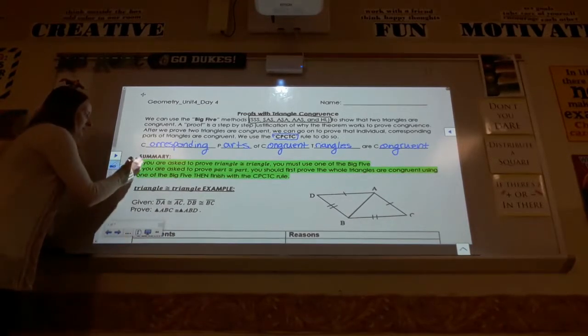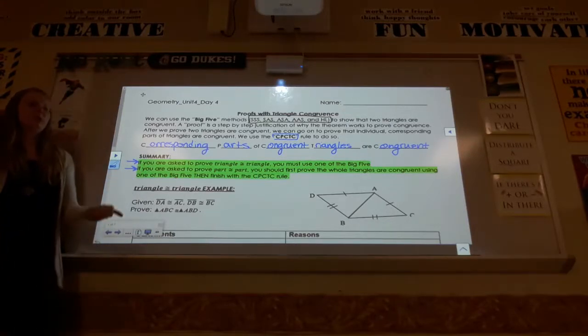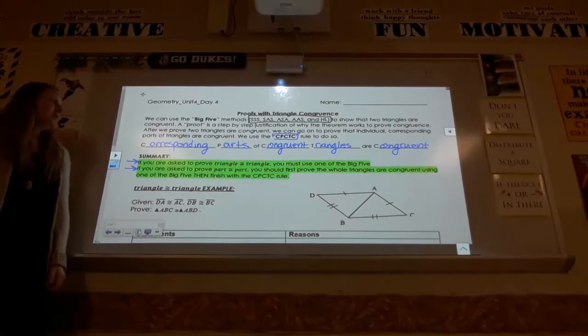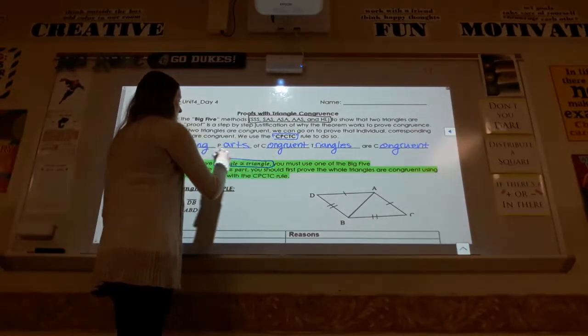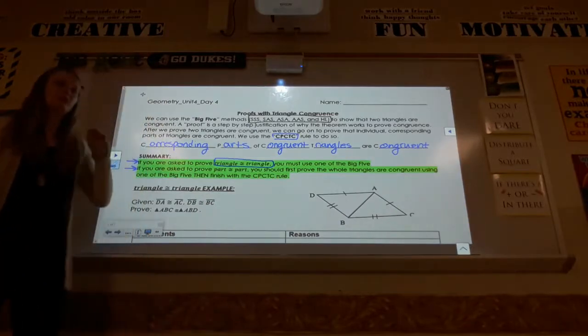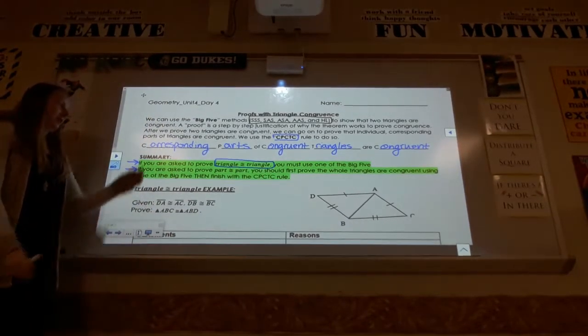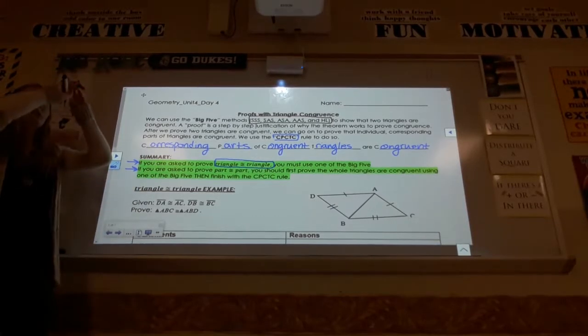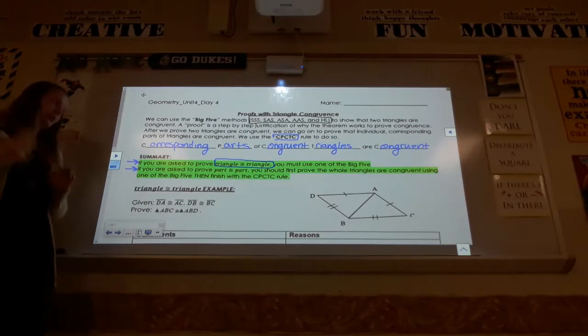So I have two different kinds of proofs that I'm going to teach you guys today. I like to refer to them as big picture proofs and small picture proofs. So this first type is when you're asked to prove that full triangles are congruent. So you're going to say prove that triangle blank is congruent to triangle blank. I call this a big picture proof because you're trying to prove that the whole triangle, or the big triangle, is congruent to the other entire triangle.